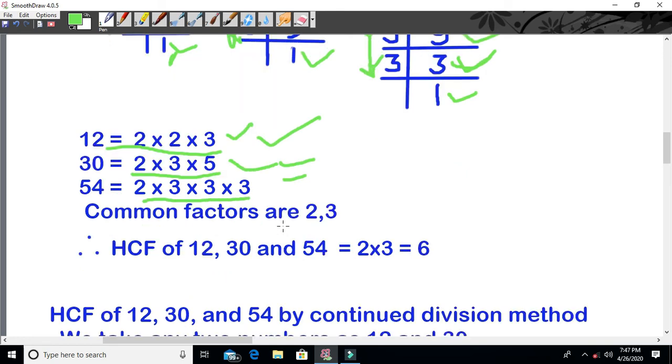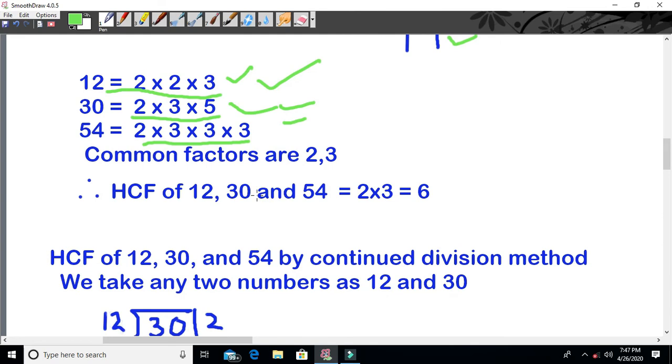Here you have to search for the common factors appearing. Which are common? 2 is common, and 3 is also common. So you write 2 and 3. Then to get the HCF, just multiply the common factors. 2 multiplied by 3 is 6. 6 is the HCF. So this is our second method, the prime factorization method.